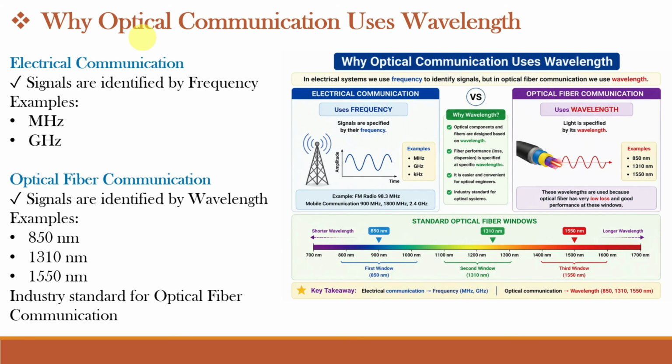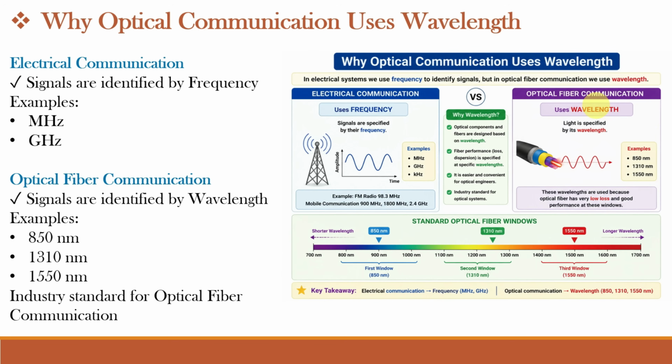Okay. Now let us understand an important difference between electrical communication and optical communication. In electrical communication systems, signals are usually identified by their frequency. That is why we commonly use units like kilohertz, megahertz, gigahertz, etc. For example, FM radio stations and mobile communication systems are specified by their operating frequency.